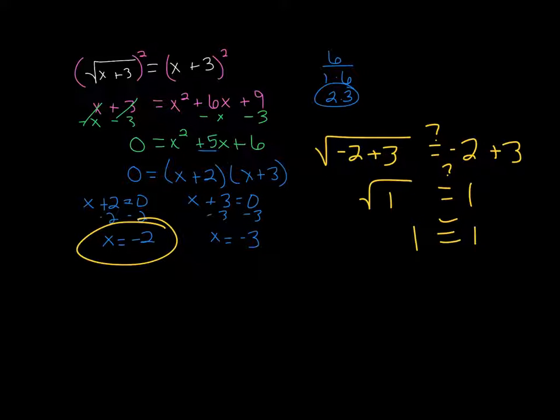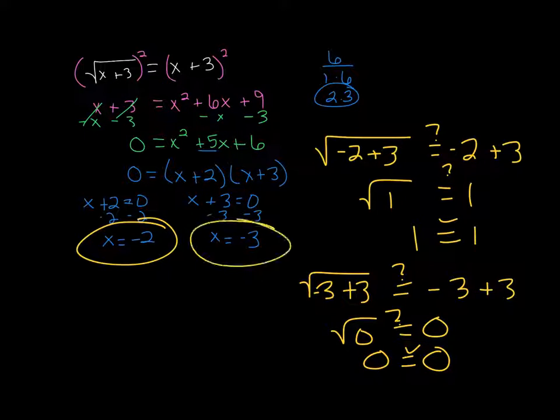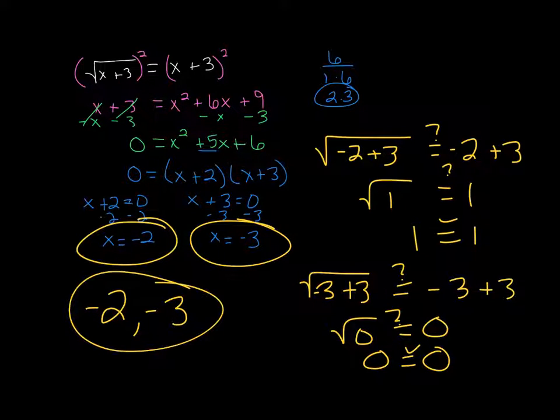And let's try the negative 3. So negative 3 plus 3, or the square root of negative 3 plus 3, should equal negative 3 plus 3. So negative 3 plus 3 is 0. And the square root of 0 is 0. So that one also works. So we have two answers again, negative 2 and negative 3.